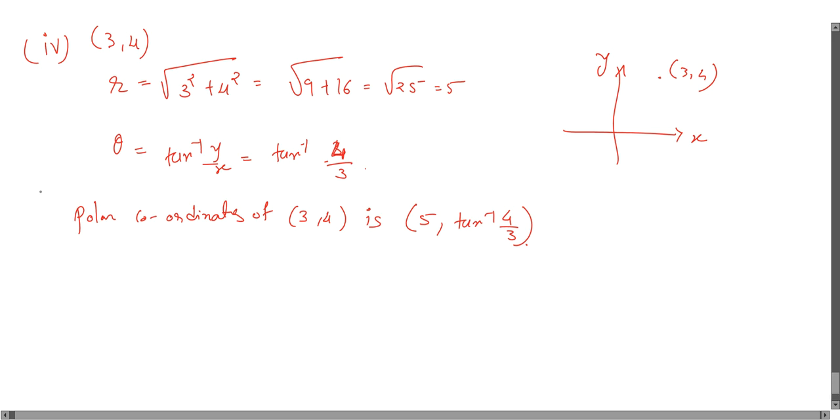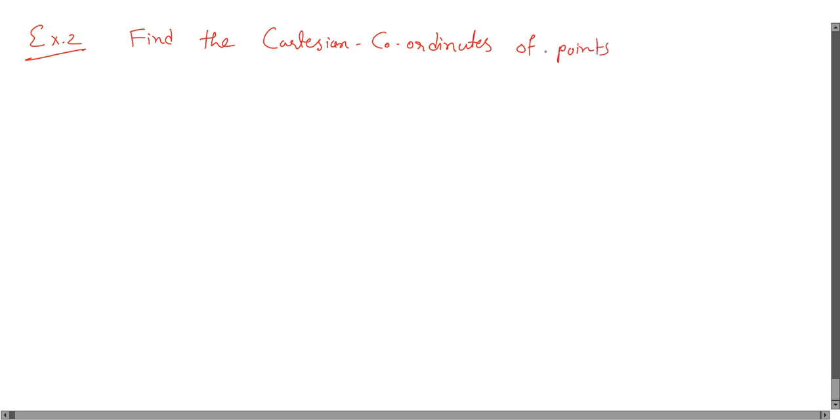Then let's move towards the second side, that is example number 2. Find the Cartesian coordinates of the following points given in polar coordinate systems.